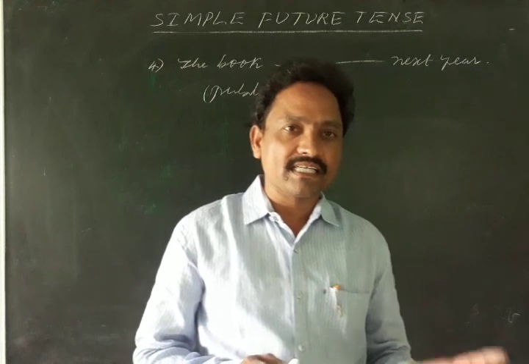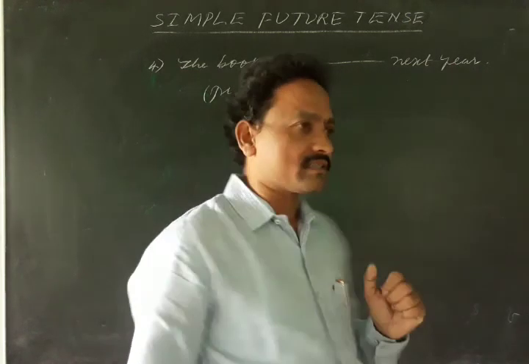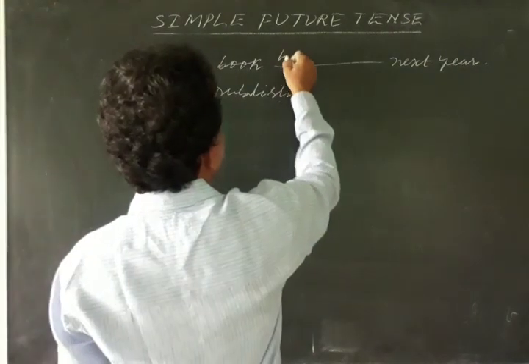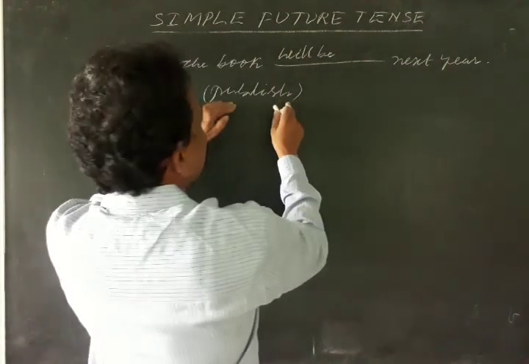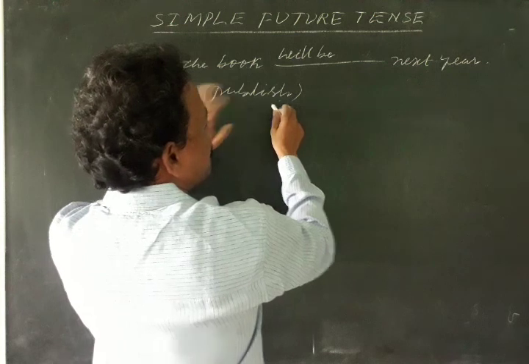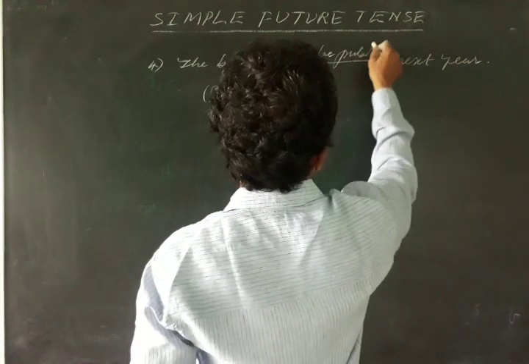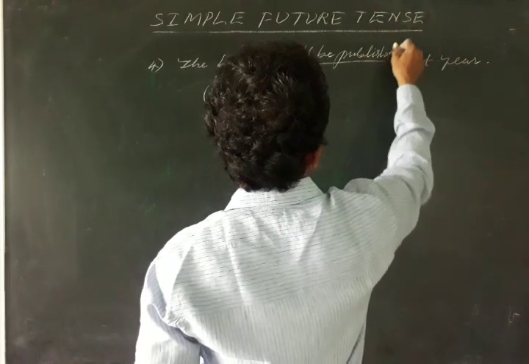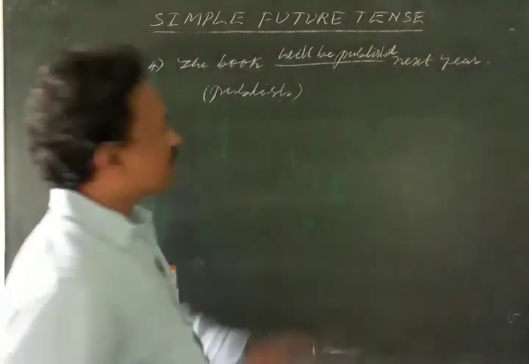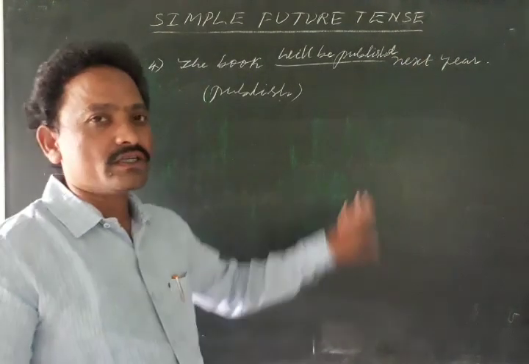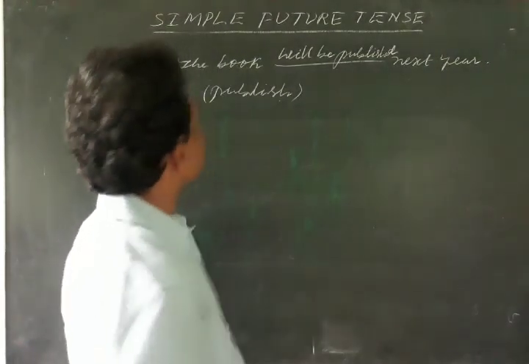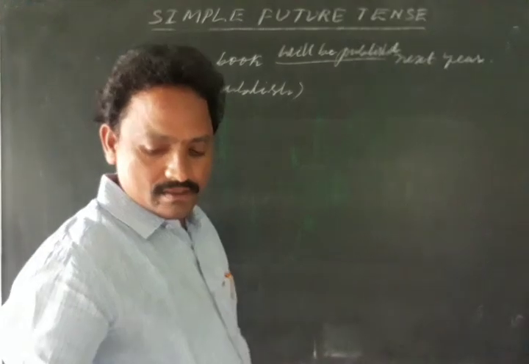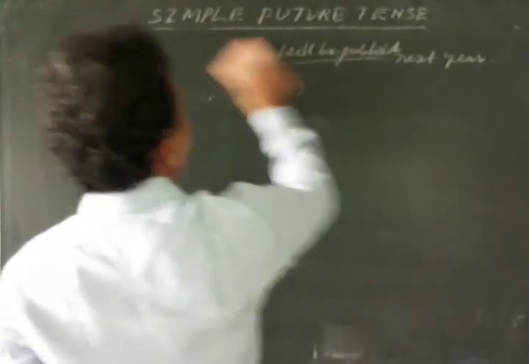Simple future tense, sentence given in passive sense. So here the answer is will be. What is published here? V1, V3, published. The book will be published next year. This is the correct answer. Don't write the book will publish. Okay. So this is simple future tense.